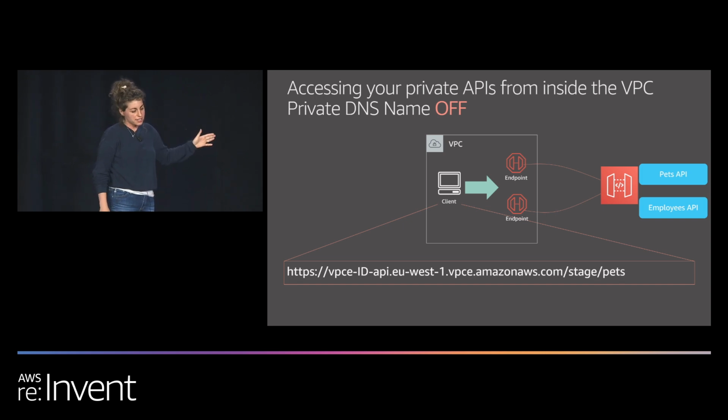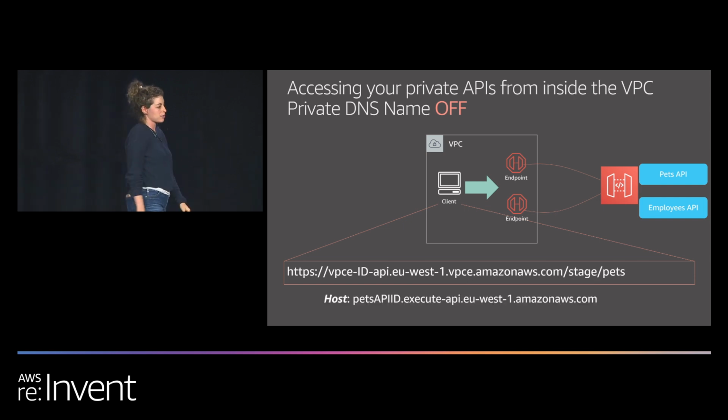But the thing is, even if we use this, the endpoints still have no idea which API project we're trying to hit. So now what do we do? Well, we add a host header.